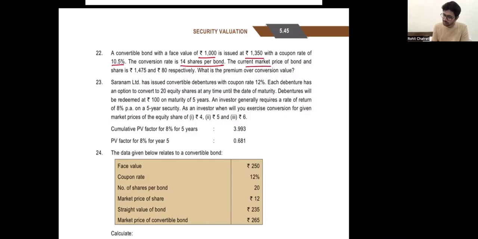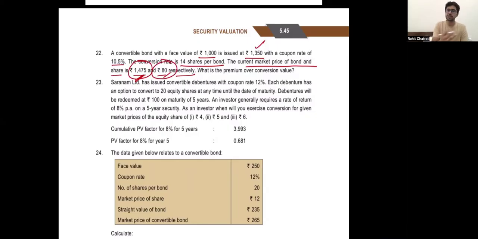The current market price of the bond and share is 1,475 and 80 respectively. The bond's current market price is 1,475. It was issued at 1,350, but a few years have passed and therefore the market price is not constant at 1,350. It's now 1,475. The market price of the share is rupees 80. Now remember, you should not do a direct comparison of 1475 and 80.